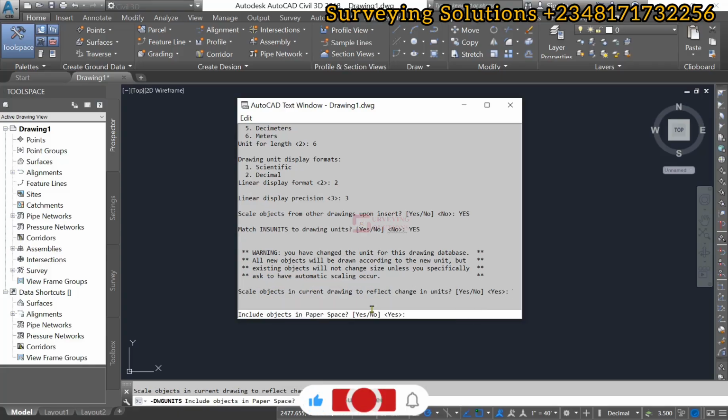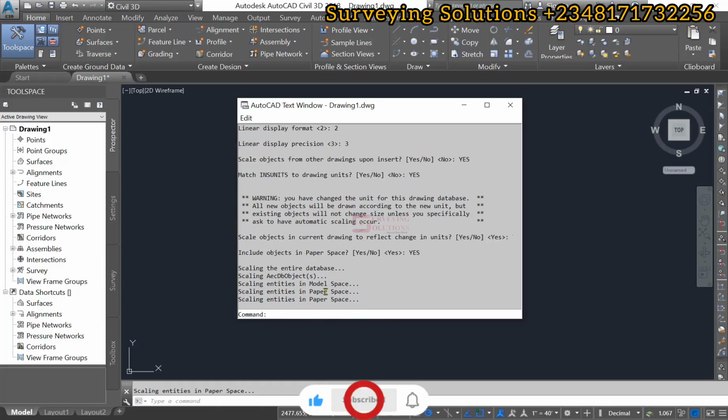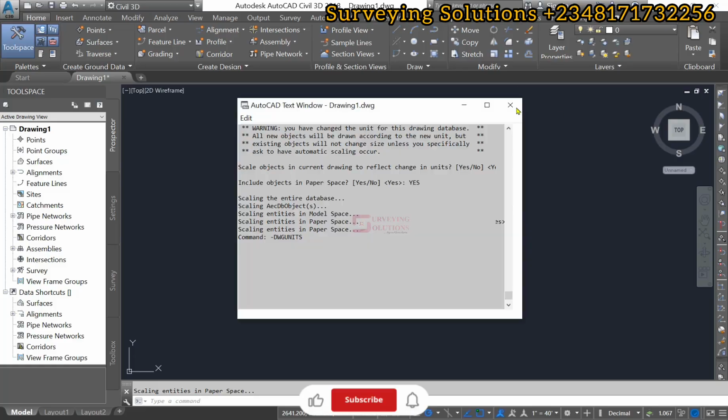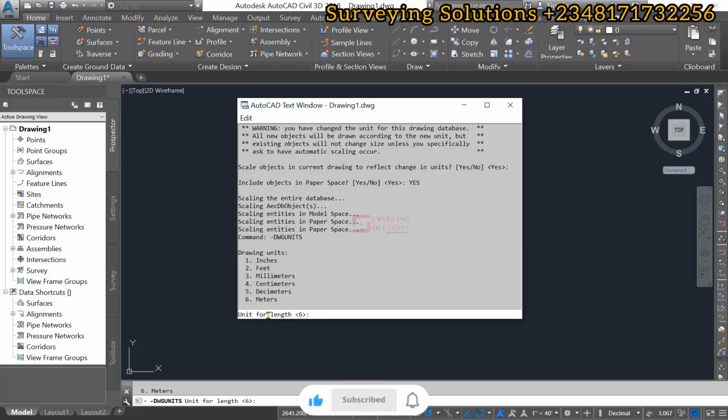So we have the next command, which I believe should be the last. Include objects in paper space, we also say yes. We are done with the commands. What this simply means is that if we close this window and then we prompt DWG units again, we are now going to see that the unit of our length is 6, which is what? Meters, right? Good. So when you proceed from here, you will find out that those unit mismatches you were having earlier would have been corrected.